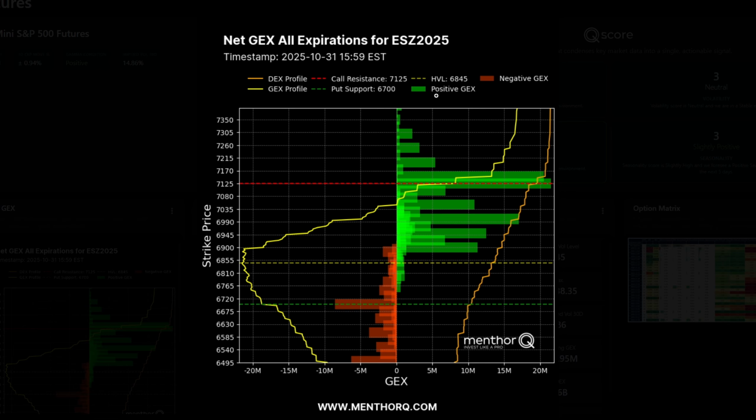If we look right up here where it says HVL level 68.45, below that level, we expect higher volatility. So as long as we can stay above it, we expect more orderly price action. The market moves up, comes back down, finds support, and goes back up and such. And then look at all the positive gamma exposure we have up here. All the green represents the positive gamma exposure.